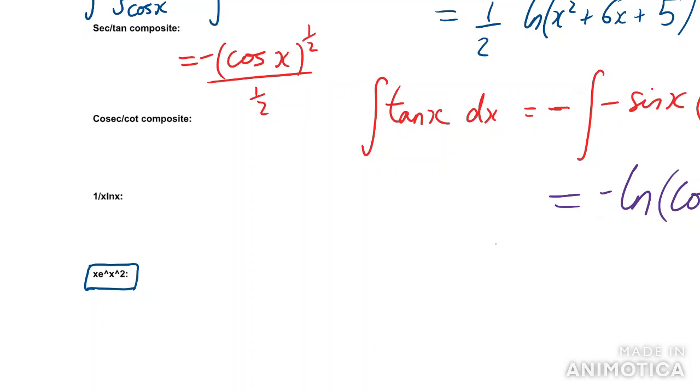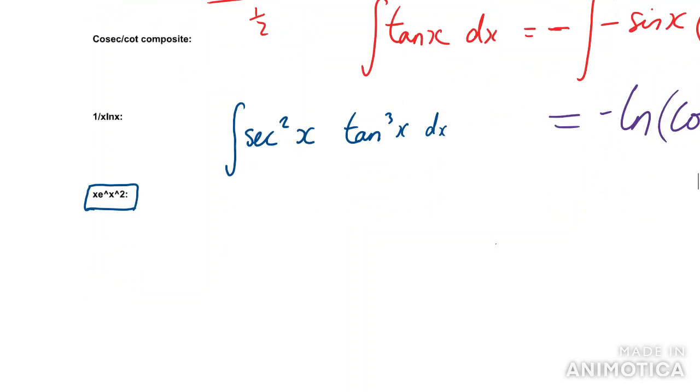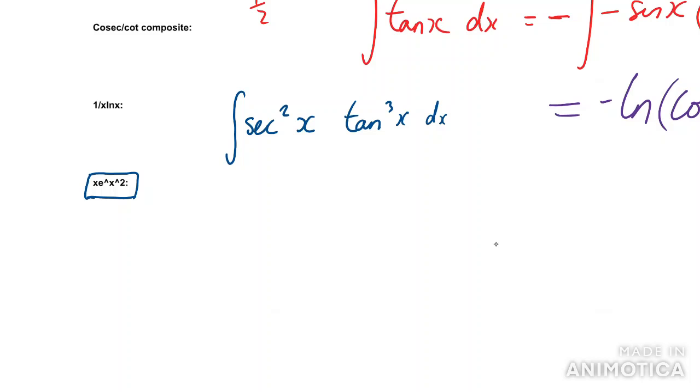What about sec-tan composites? So the integral, this is very common and found to be very annoying by a lot of people. Sec squared x tan cubed x. Well, the first thing we want to do with trig is rewrite it showing the actual powers that are involved. So sec x squared and tan x cubed. This just makes it much more obvious what we're dealing with.